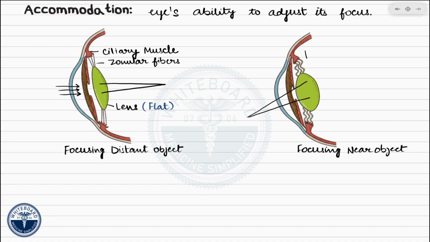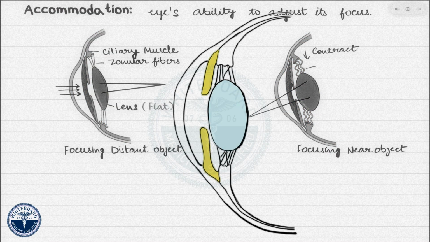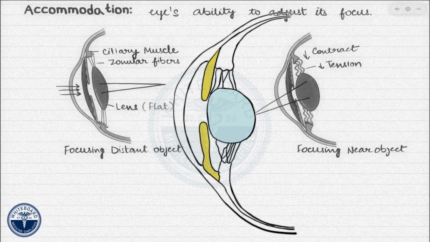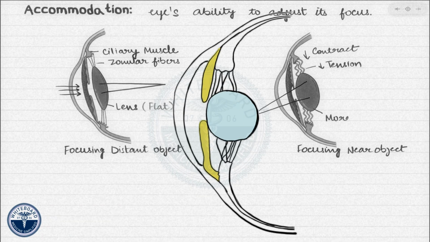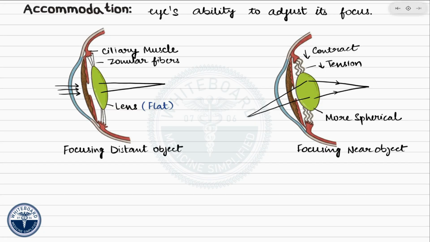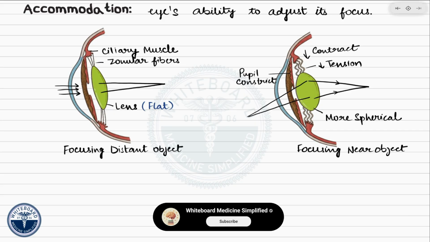During accommodation, the ciliary muscle contracts, which reduces the tension on the suspensory ligaments attached to the lens. As a result, the lens becomes more convex or more spherical. This increase in lens curvature enhances its refractive power, allowing the divergent light rays coming from a nearby object to be focused accurately on the retina. At the same time, the pupil also constricts, helping to improve the sharpness of the image and reduce optical aberrations. Together, these adjustments enable us to see near objects clearly.